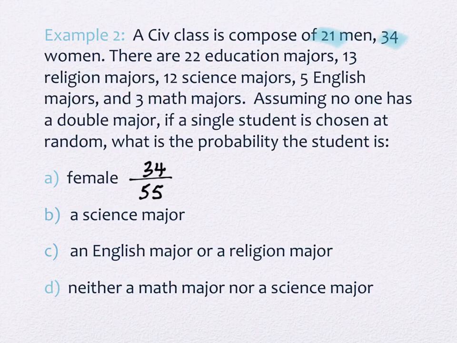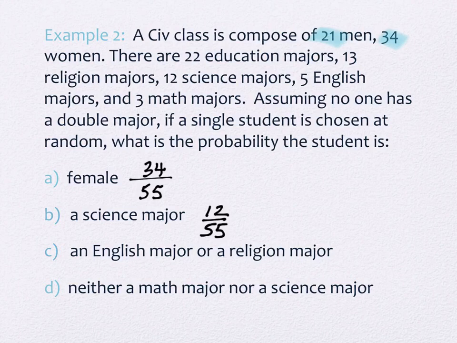How about science majors? What probability is it that we choose a science major? 12 out of 55. Okay, there's 55 students total, whether I divide them up by gender or whether I divide them up by major. There's 55. And there's 12 of them that are science majors.